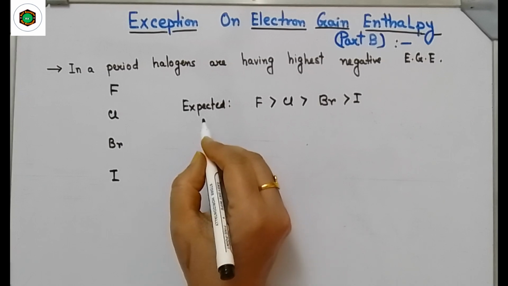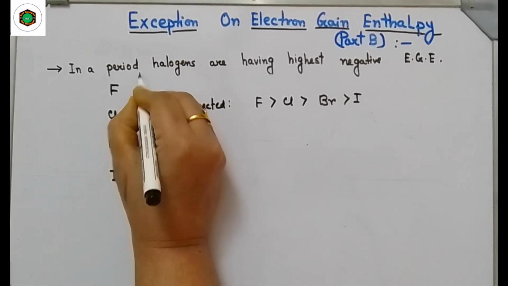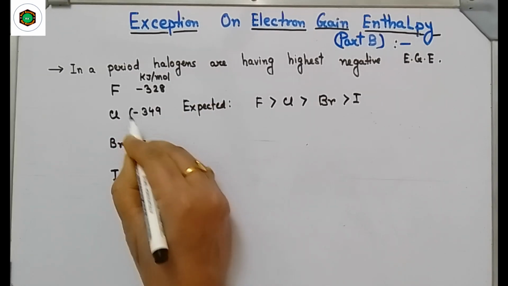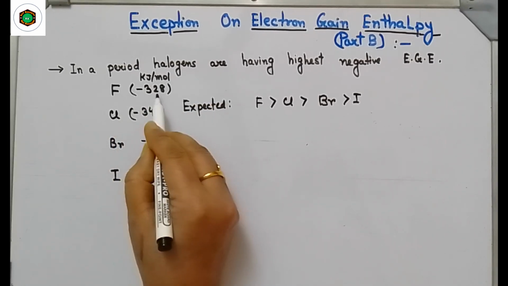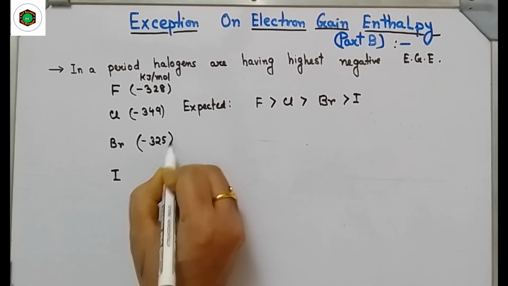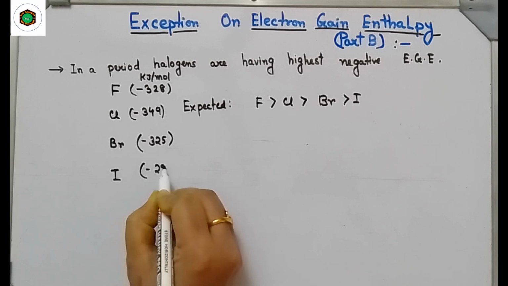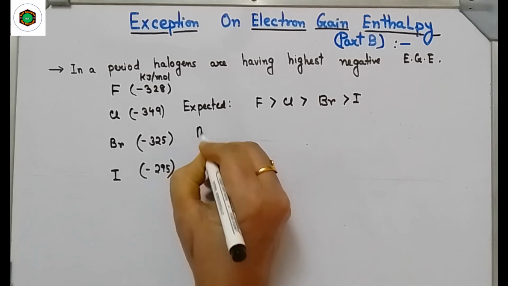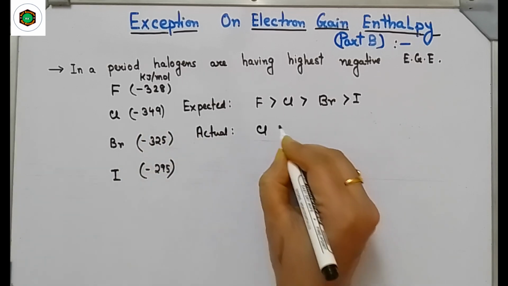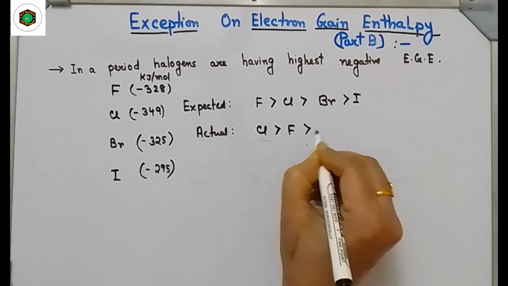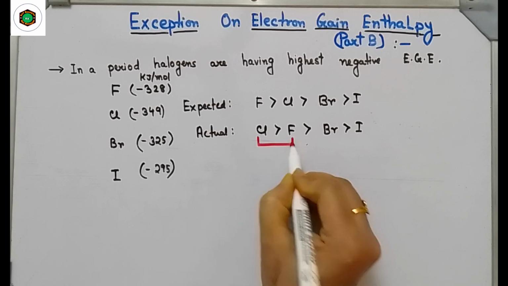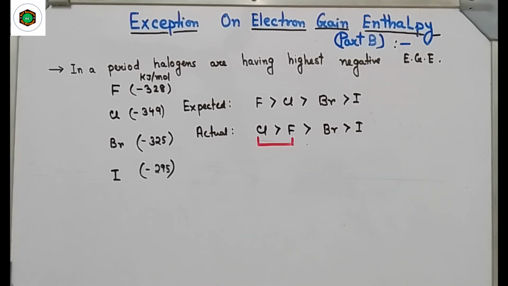But actually, it is observed that in kilojoule per mole, chlorine has minus 349, fluorine has minus 328, bromine has minus 325 and iodine has this value. So actually Cl has the highest negative value, then fluorine, then bromine, then iodine. So here there is one exception. What's the reason for that exception?